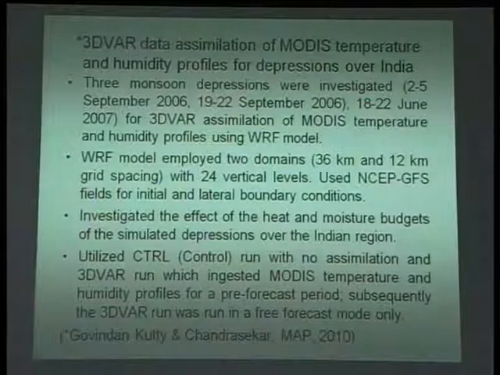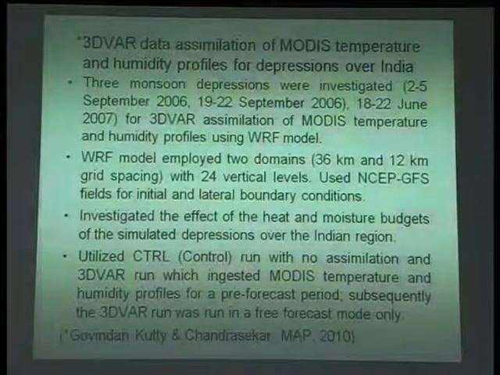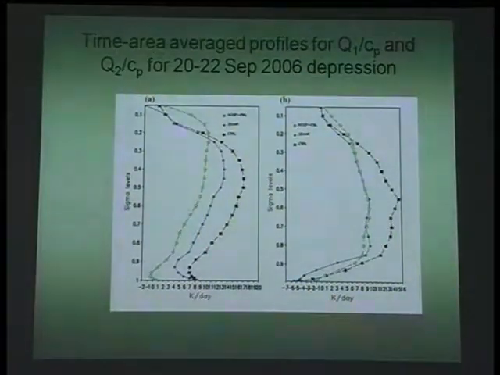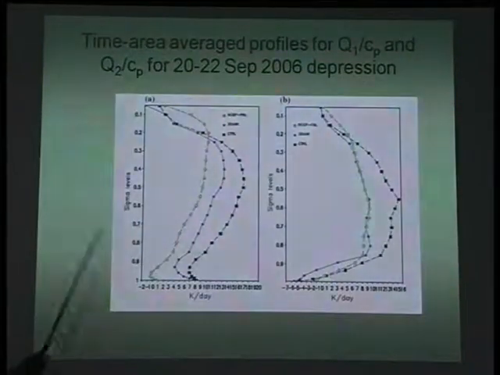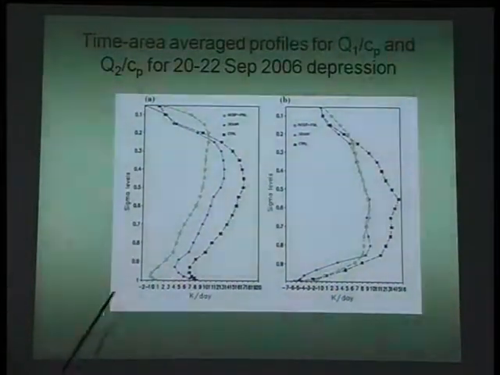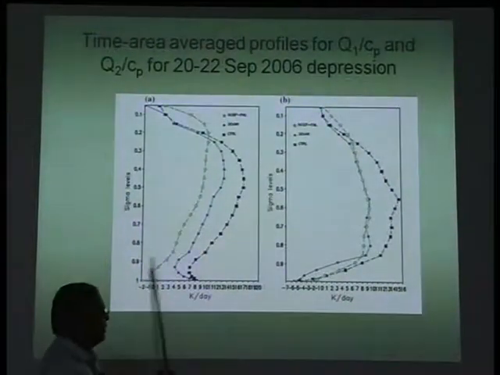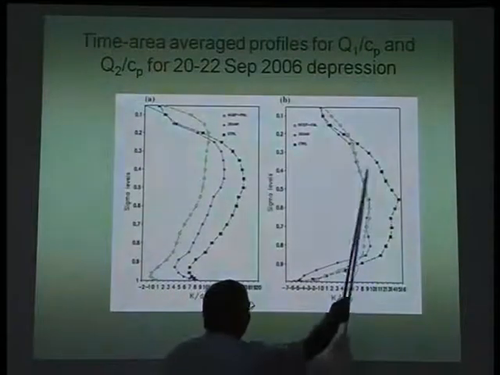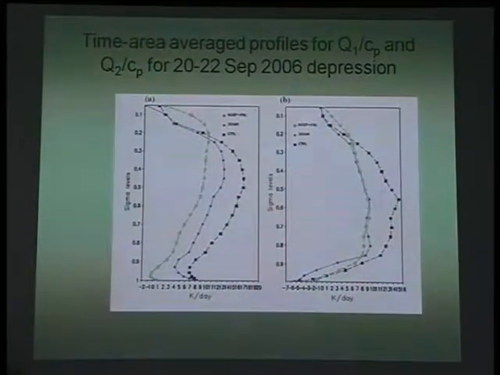So there are some more results, the same MODIS representation. These are basically the time and area average profiles of Q1 by Cp and Q2 by Cp, which are the apparent heat source and apparent moisture sink. These are again depicted for the control and the 3D-VAR analysis. Again, these results seem to indicate that the 3D-VAR is much closer to the GFS analysis for both the apparent heat source and moisture sink.